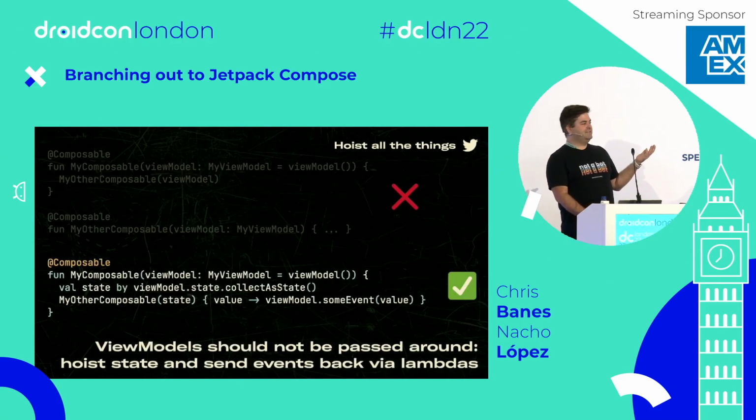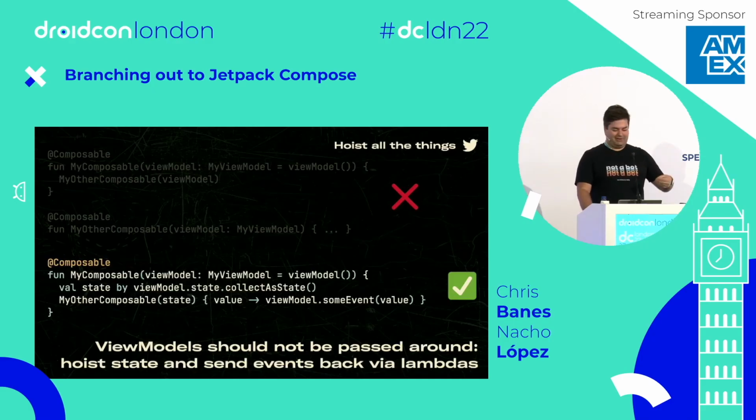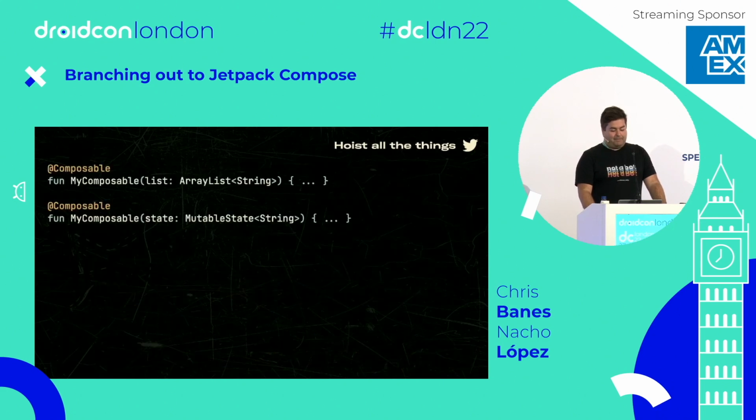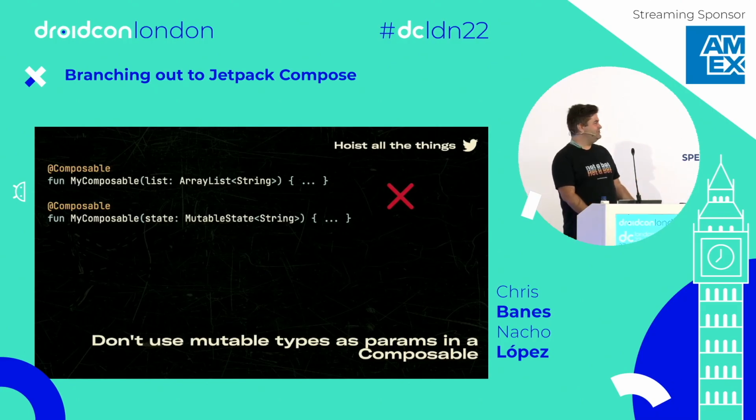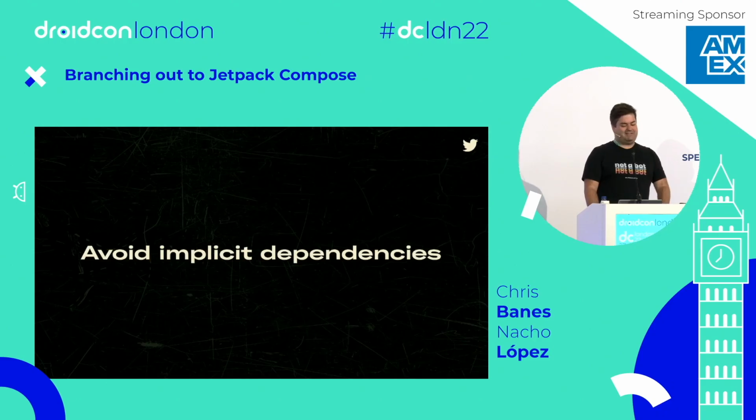So instead, we can hoist the state once you get the view model in some composable. We hoist the state there, and send any events back via lambda. Another common way to try to circumvent hoisting that we observed is that people were passing down mutable types. This is not only conceptually fishy, it is known to cause actual issues. So yeah, we detect that, we disallow that.